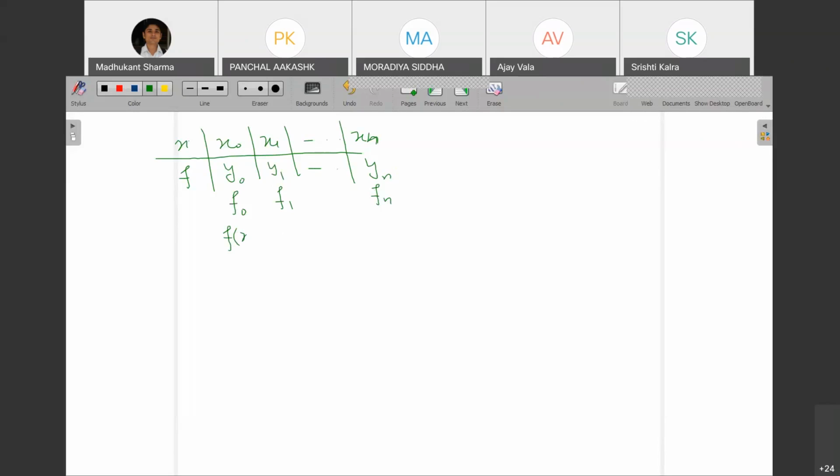Okay, this is f of x0, this is f of x1, and so on. This is f of xn. So the second row we call ordinates, and the first row is called the nodes, at which you have the values.